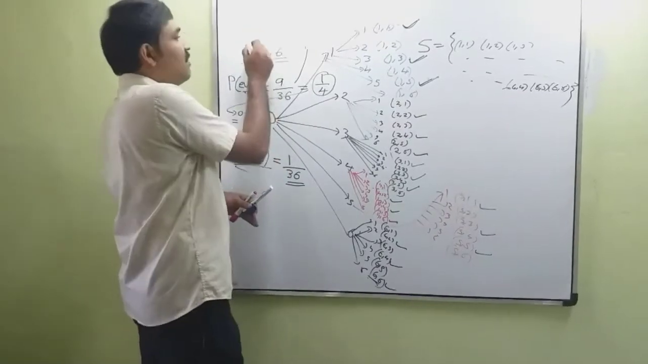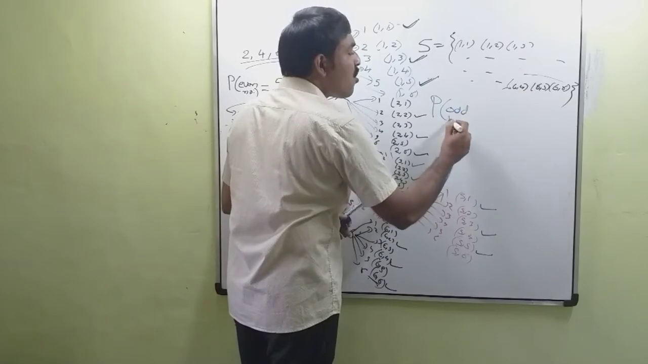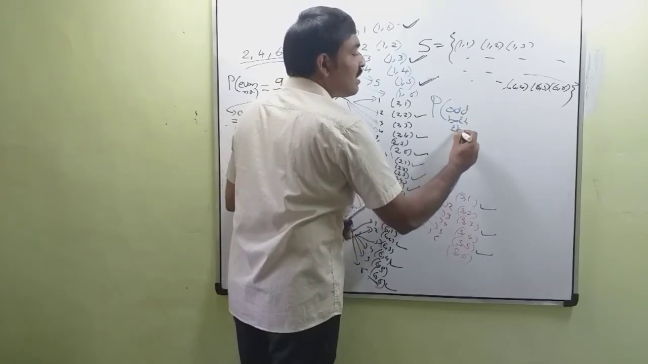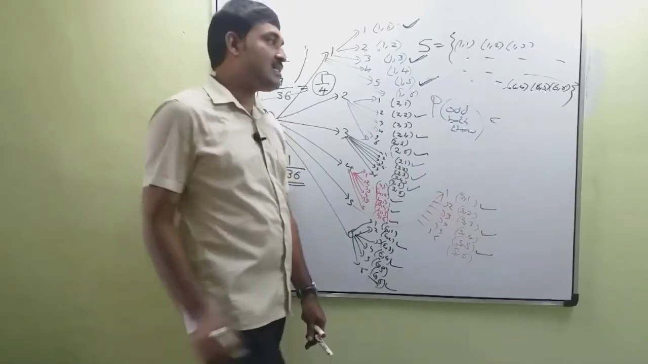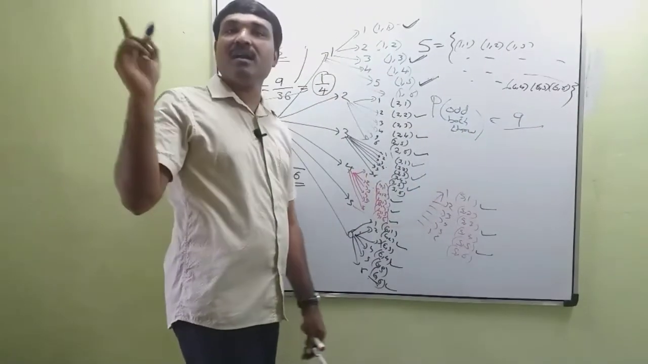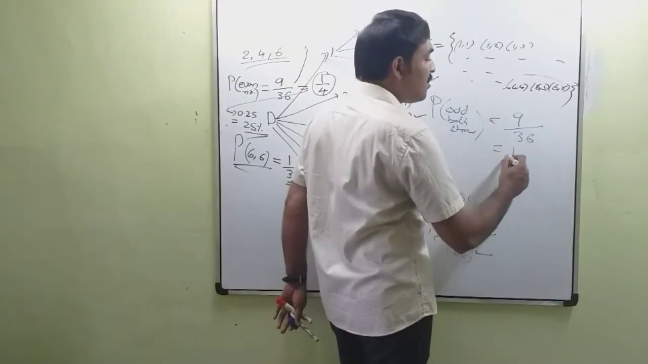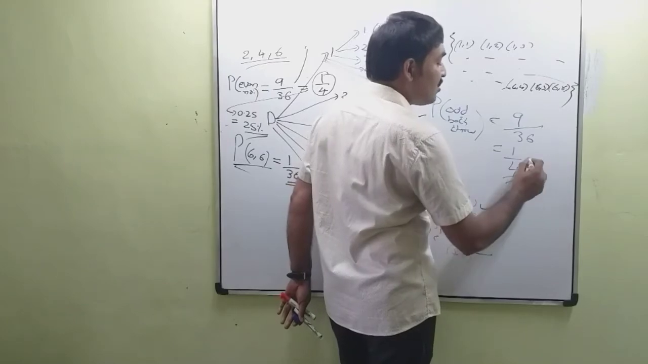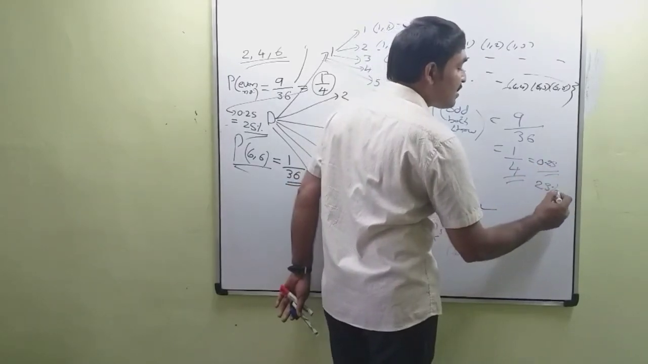So the probability of getting odd numbers in both throws is equal to the number of favorable outcomes, that is 9, divided by the total number of possible outcomes, that is 36, which is equal to 1 by 4, which is equal to 0.25, that is 25%.